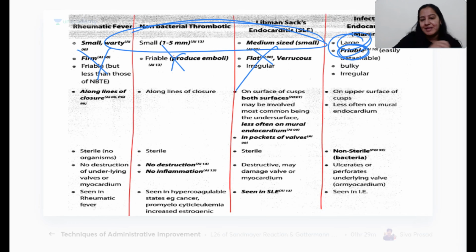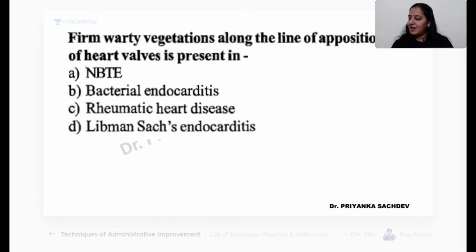The rest 3 are small or medium. That's why they are not friable. The last one are bulky and large. That's why they are friable. So correct answer here is D.